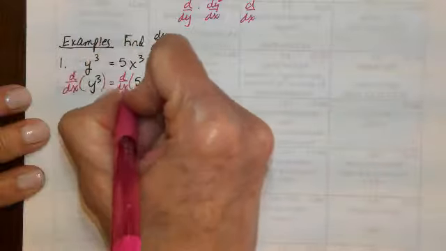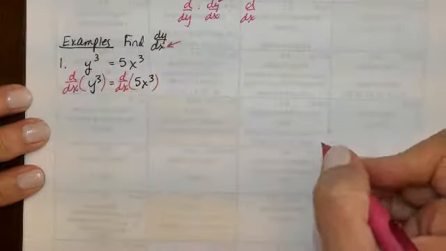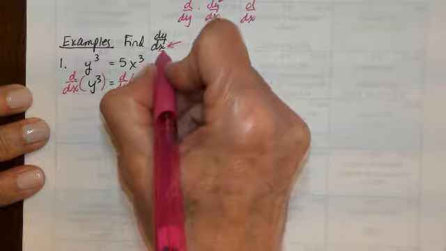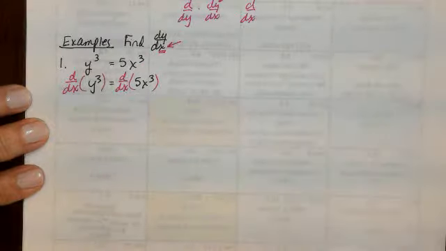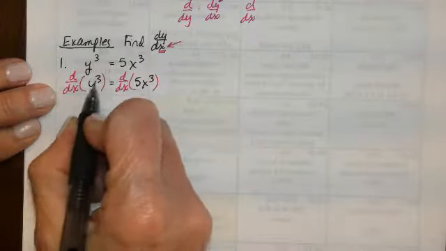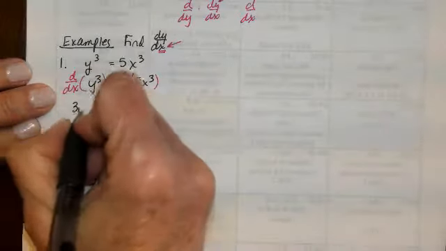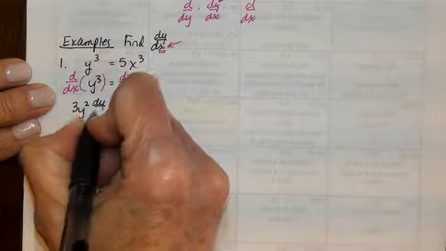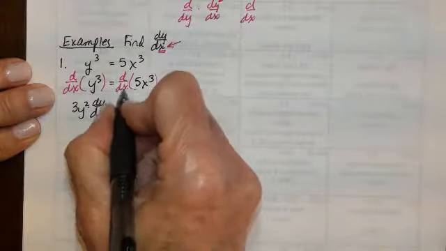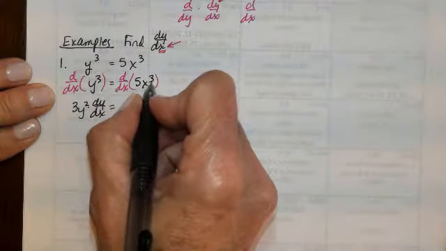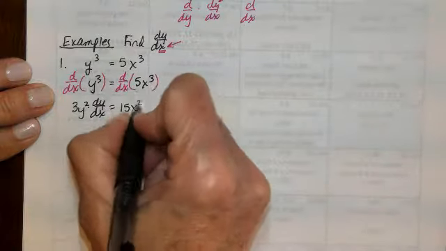So I'm going to take each side. Since I want dy dx, I'm going to take the derivative of both sides with respect to x. y with respect to x? Because the x is on the bottom right here. Okay. Now the derivative with respect to x of y cubed is 3y squared dy dx. Okay. The derivative with respect to x of 5x cubed is just 15x squared.